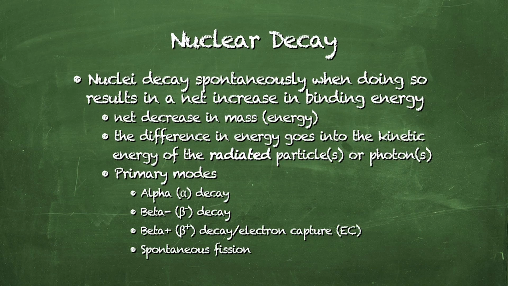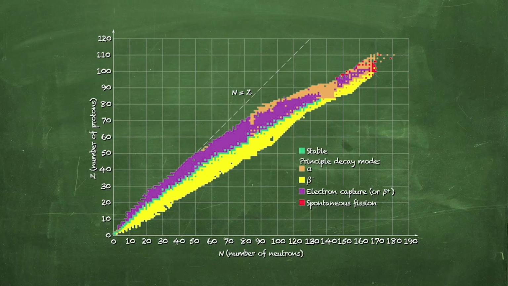The decay mode favored by a particular isotope of a particular element depends on the number of protons and the number of neutrons in the nucleus. Take a look at this chart. Here you have a graph where the x-axis is the number of neutrons and the y-axis is the number of protons in a nucleus. So the number of protons tells you the element that you're dealing with. And the number of neutrons tells you which isotope of a particular element that you're dealing with.